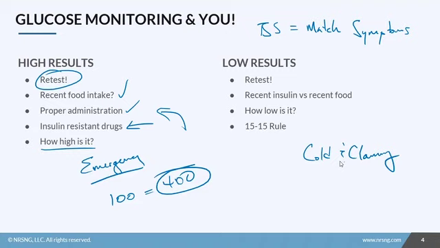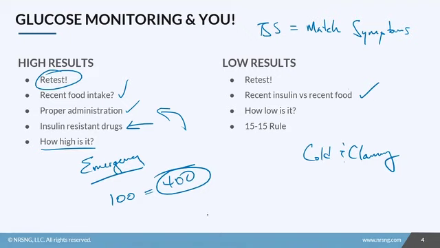The other thing that you want to think about when you have low results is, have they had any recent insulin? And has that insulin peaked before the food they ate? Has it peaked before the food actually hit their system? That just means that the insulin's working faster than the blood sugar, so we need to figure out which way to go.